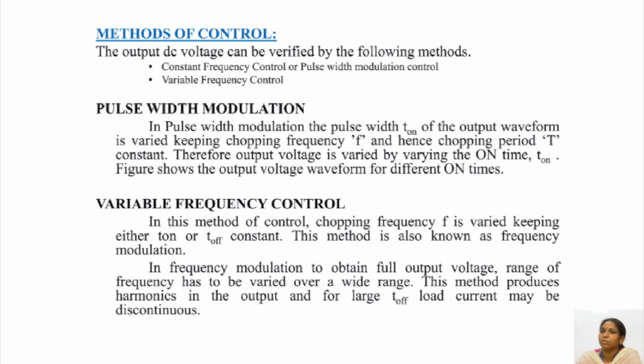Variable frequency control. In this method of control, the chopping frequency f is varied, keeping either T on or T off constant. This method is also known as frequency modulation. In frequency modulation, to obtain the full output voltage, the frequency has to be varied over a wide range. This method produces harmonics in the output, and for a large T off period, the load current may be discontinuous.